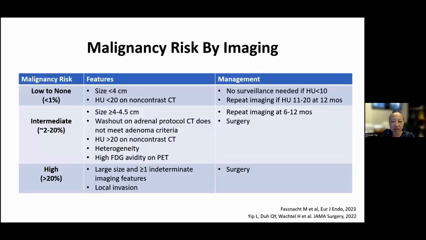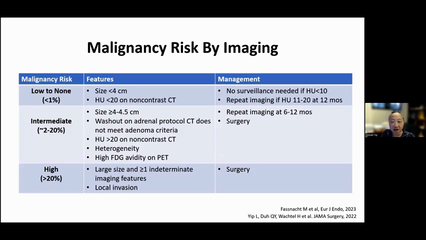And so thinking about stratifying how to determine malignancy risk of an adrenal lesion by imaging, in my mind, I think about low to none. We talked about low Hounsfield units and small size. This intermediate risk group really encompasses larger nodules, things that have indeterminate features, including heterogeneity on non-contrast CT scan, and then of course high FDG avidity on PET scan. And I think the really high ones are kind of no-brainers.